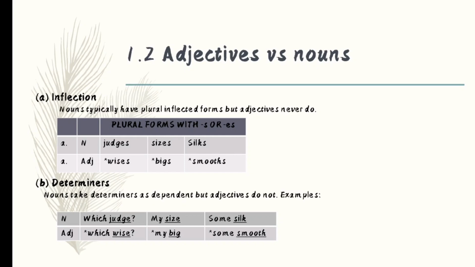2. Determiners. Nouns take determiners as dependents, but adjectives do not. Some determinatives that function as determiners in NP structure can also function as modifiers in adjective phrase structure. For example, the determinatives which and some. In nouns: which judge, my size, some silk. But in adjectives, which and some cannot be used.